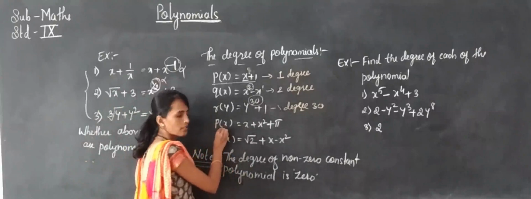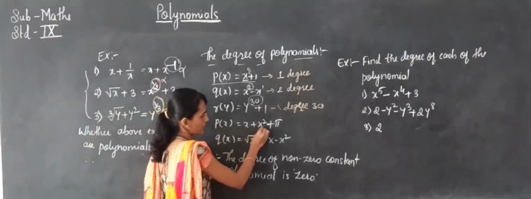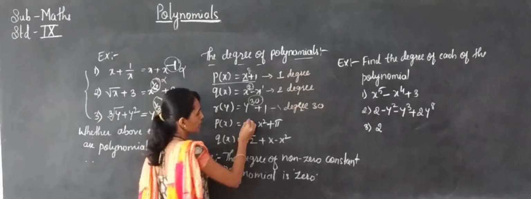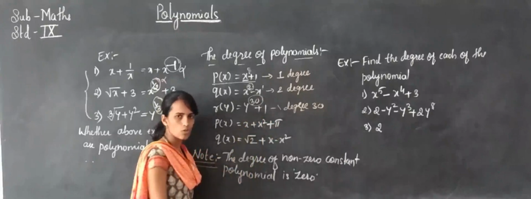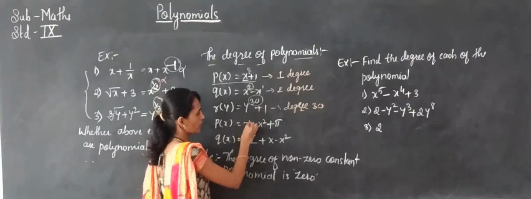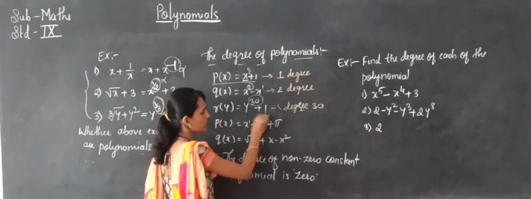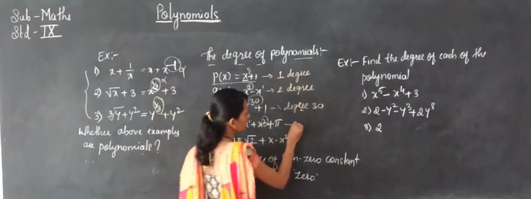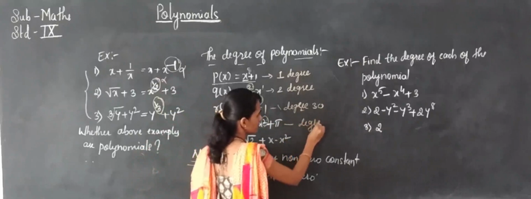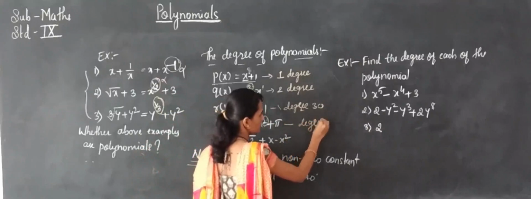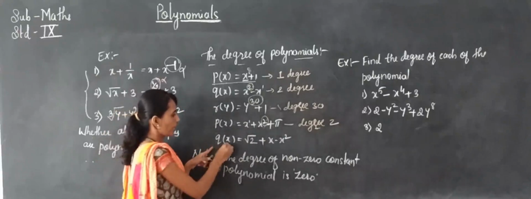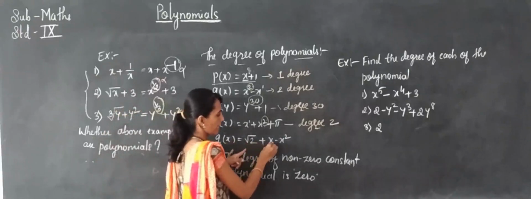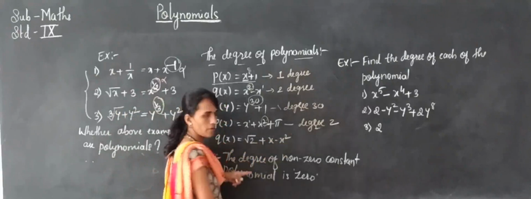So p of x is equal to x plus x squared plus 5. Here x to the power 1, here x to the power 2, and here 5 is a constant. The highest degree: 1 is there, 2 is there. Which is the highest? 2 is the highest. That's why the degree is 2. Degree is 2.